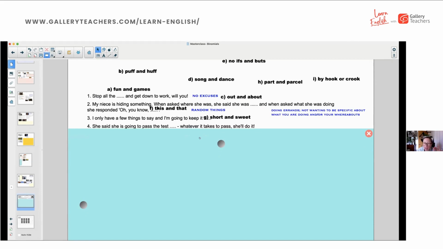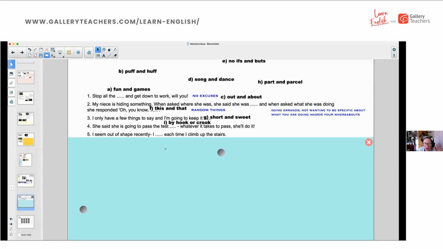Now, she said she's going to pass the test. Whatever it takes to pass, she'll do it. How is she going to pass the test? She's so determined. That's it. By hook or by crook. I seem out of shape recently. Every time I go up the stairs, I huff and puff.